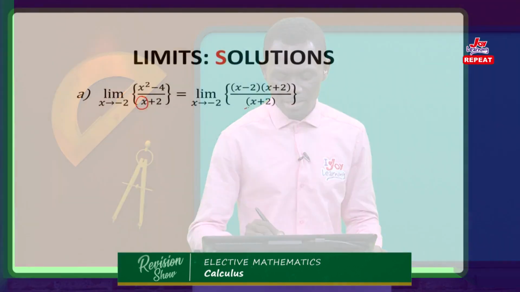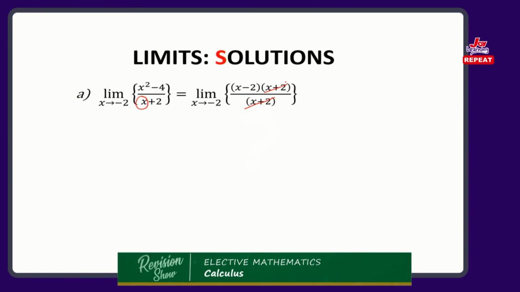You factorize it. And when you have factored them out, what happens is we can now divide and take out x plus 2, x plus 2. Well, what we'll be left with will be the limit of x minus 2. That is what was left here. So now we can find the limit. In other words, we can substitute x with negative 2. So we now have negative 2 minus 2 equals negative 4. In other words, the limit of the original function x squared minus 4 all on x plus 2 as x tends to negative 2 is negative 4. In other words, as x gets closer and closer to negative 2, the whole function gets closer and closer to negative 4.